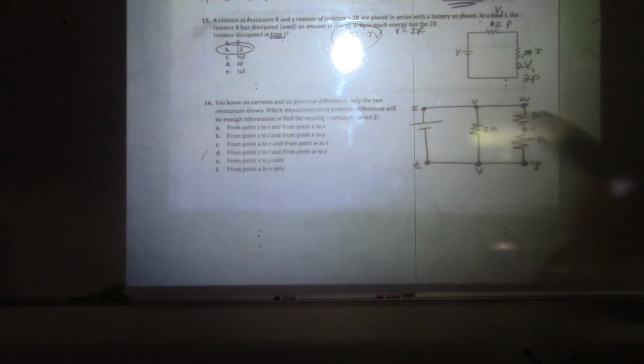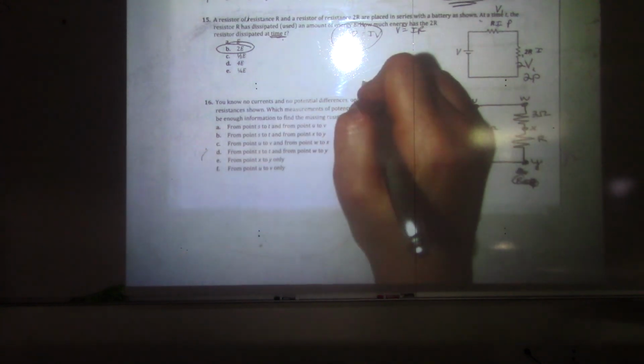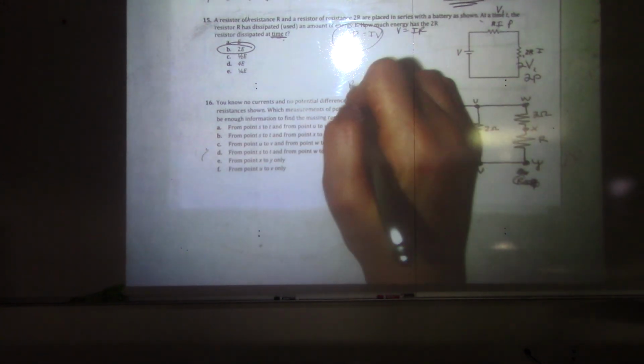Right here, we know nothing except for these two resistances, and we want to know this missing resistance. So how I thought about it is V equals IR, so R would just be I over V. Did I do that right? Yeah, V over I. I can do this. I is V over R, multiply R, divide I.